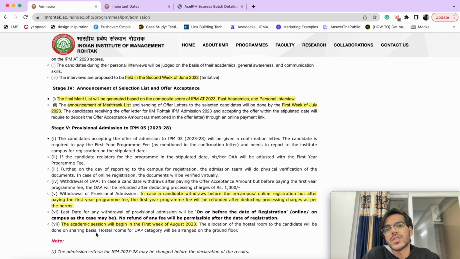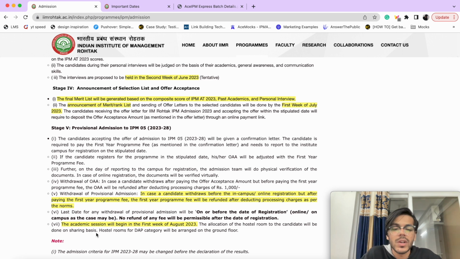Now, one thing which has been a problem for a lot of people up until last year was the fact that once you pay your IIM Rohtak's first year fee, it's hard to get a refund from them, and the deductions are very absurd. So a lot of times what happens is people block their seat in IIM Rohtak, they later get into, let's say, an IIM Indore, and they want to switch. So they have to forego 2.5 lakh rupees in this process just to shift a college.